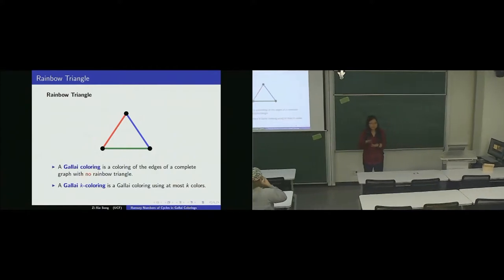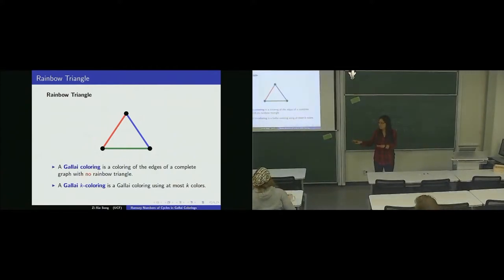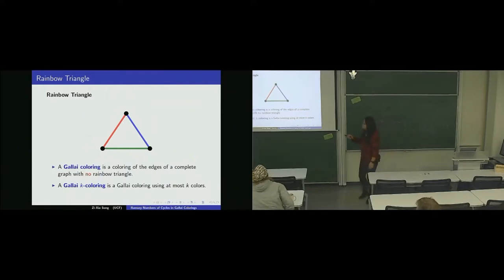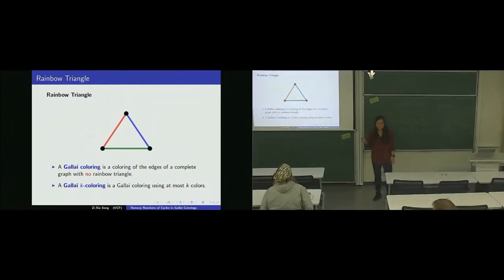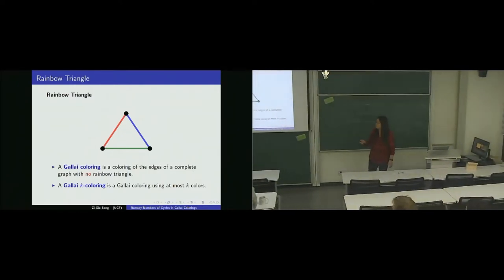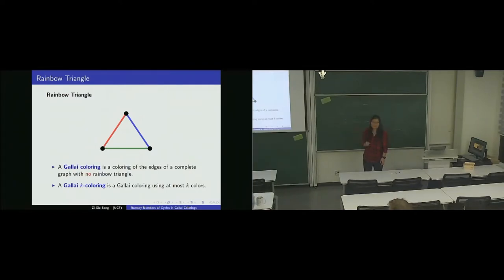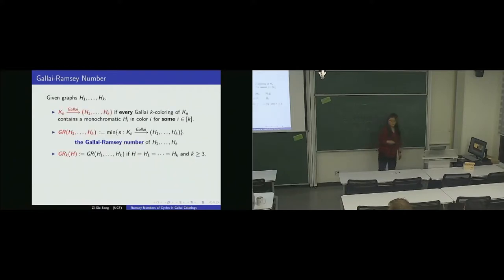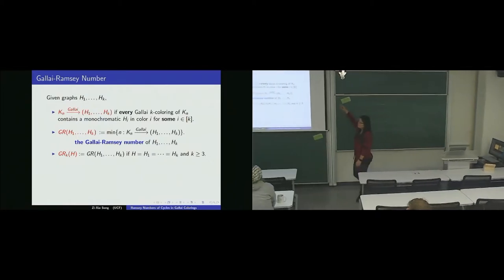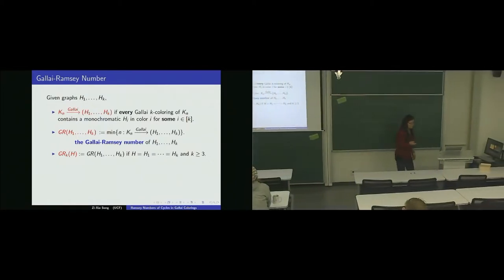For this talk, all colorings mean coloring the edges of a complete graph. We only deal with complete graphs and color their edges. A Gallai coloring is a coloring of the edges of a complete graph with no rainbow triangles, and a Gallai k-coloring means I use at most k colors. That's the definition. Now naturally you can copy and paste what I defined a moment ago and add a Gallai on top of the arrow, and I ask the same question under the Gallai condition.